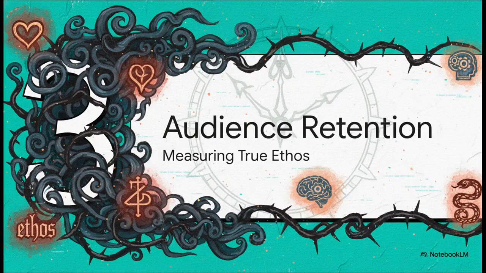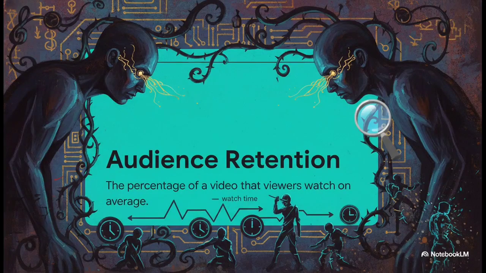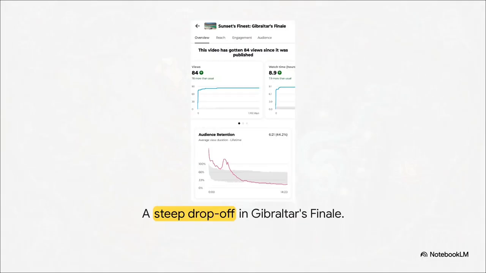Which brings us to the most honest metric in all of analytics. Section 3, the ethos of audience retention. Audience retention is basically our investigative magnifying glass, right? It strips away all the clickbait and the impressions. It takes abstract human interest and translates it into the cold, hard logic of watch time. It tells us the ethos, logos, and pathos of exactly when a viewer leans in and exactly when they give up and bounce. Take the video Sunset's Finest, Gibraltar's Finale, for example.